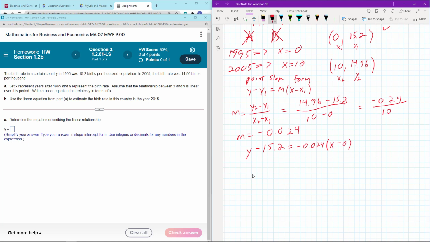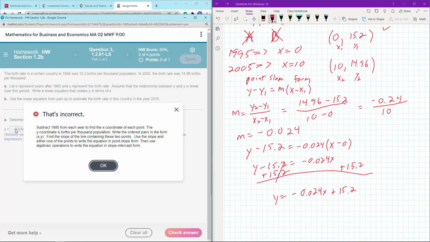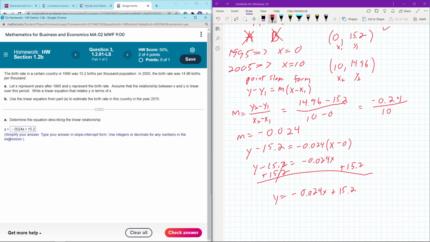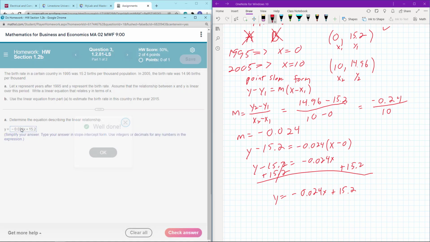And there we go. So we have y minus 15.2 is equal to negative 0.024x. And then to finish the line, we just add 15.2 here, plus 15.2 here. And if we add vertically, these cancel. And then we will have y is equal to negative 0.024x plus 15.2. And I made a mistake somewhere. Oh, I know where I made a mistake. I forgot the decimal point. Decimal point would be kind of useful. So let's put that decimal point in. Let's try this again. Much better.